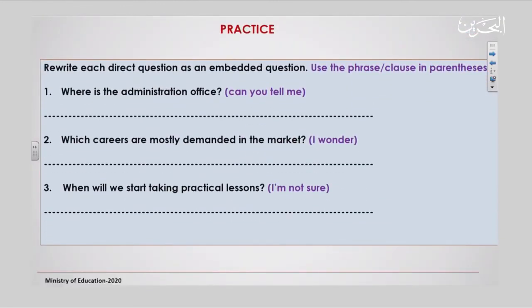I have another exercise for you to practice embedded questions. Here we're going to rewrite each direct question as an embedded question. So number 1, 2, and 3 are direct questions. You are going to use the phrases and clauses in the brackets to write embedded questions. So you must use the phrase or clause "can you tell me" to write the embedded question. For this exercise, I will give you 3 minutes and then I will show you the model answer.